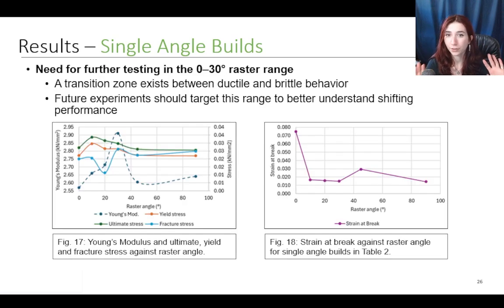It's clear through our plotted data regarding variable rasters that further testing needs to be done between our 0 to 30-degree raster range, as from these two graphs we see quite a bit of variability within those angles. There's a clear transition zone that exists between ductile and brittle behavior. And future experiments, when we go more in depth in designing our experiment set, should target this range to better understand how the performance is shifting.